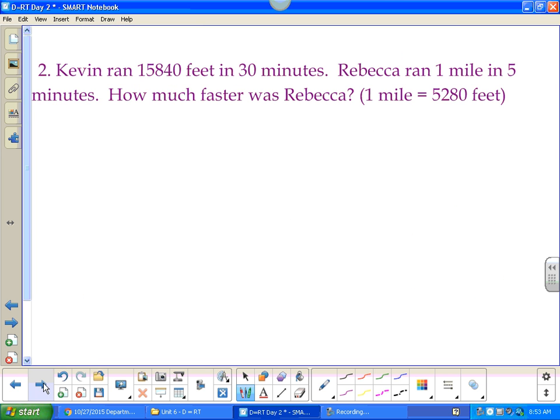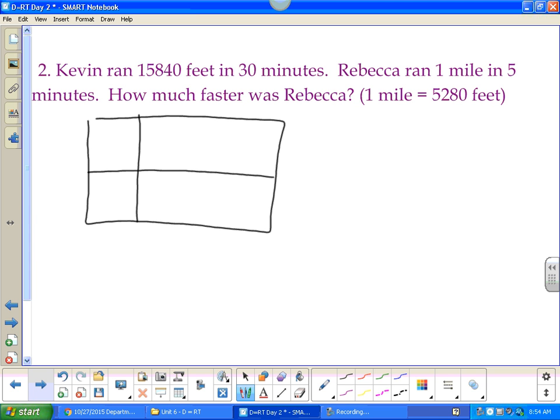Kevin ran 15,840 feet in 30 minutes. Rebecca ran 1 mile in 5 minutes. How much faster was Rebecca? Okay, I'm going to start with my box. And I have Kevin and Rebecca.